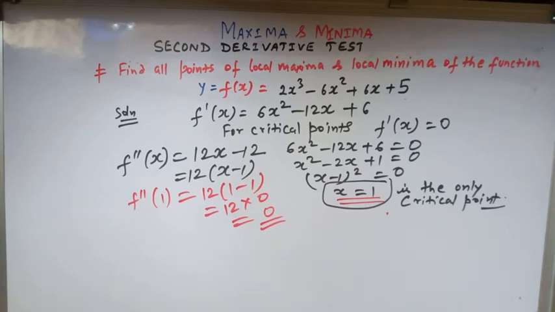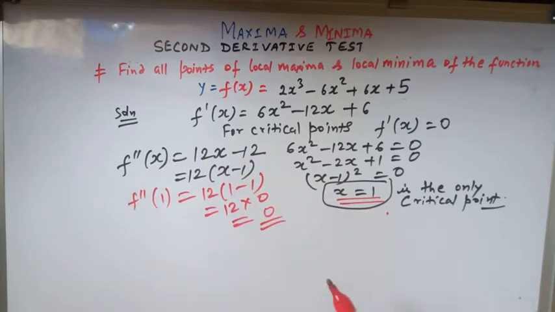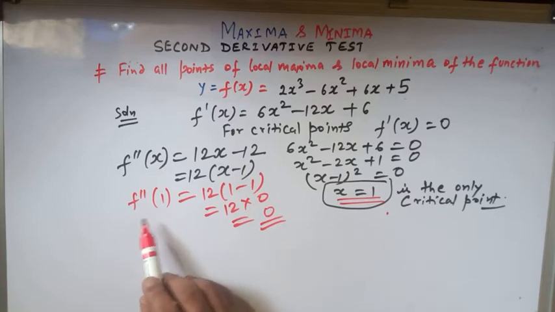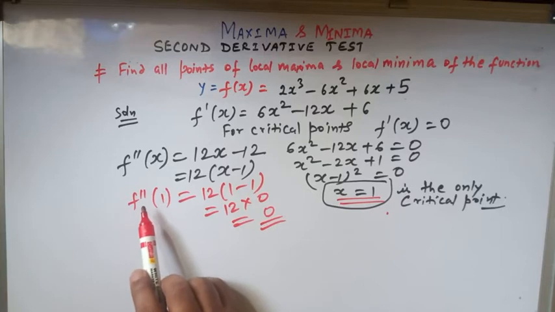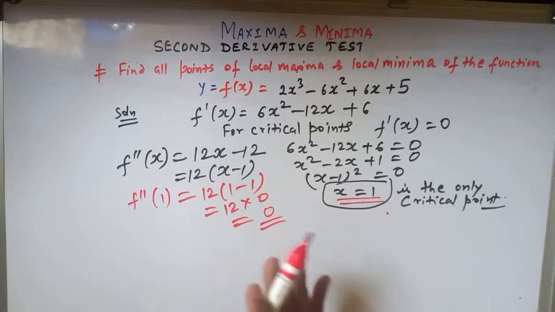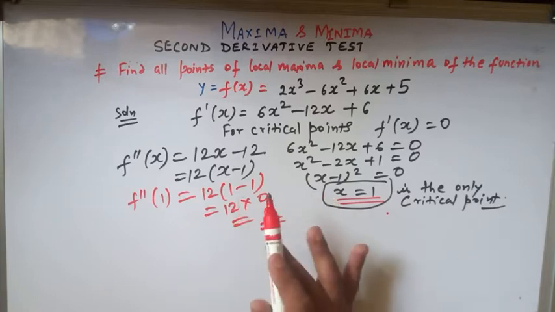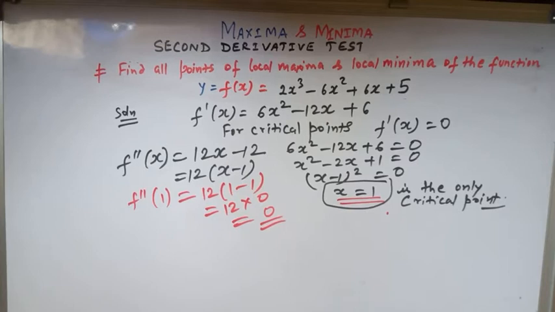Clear? So here the second derivative test fails, because it is not able to tell us the sign of the second derivative at x = 1. So here the second derivative test fails in this case. So we will go back to the first derivative test. So let us apply the first derivative test.